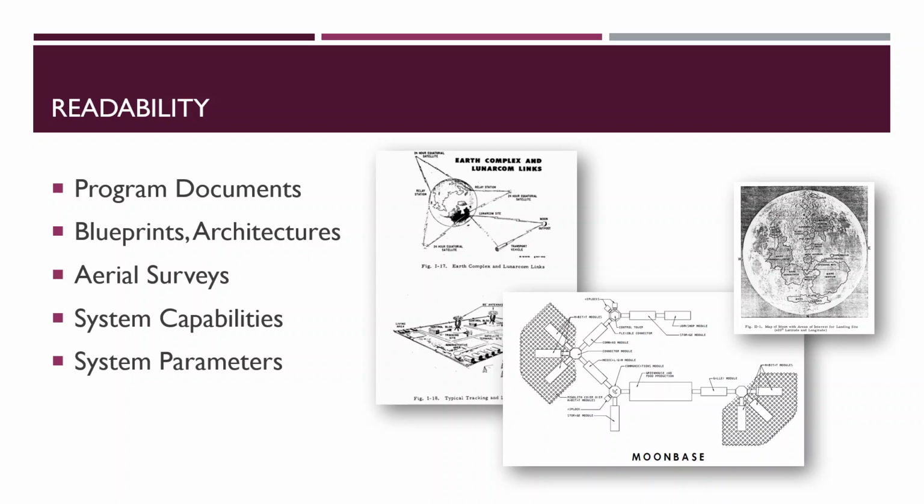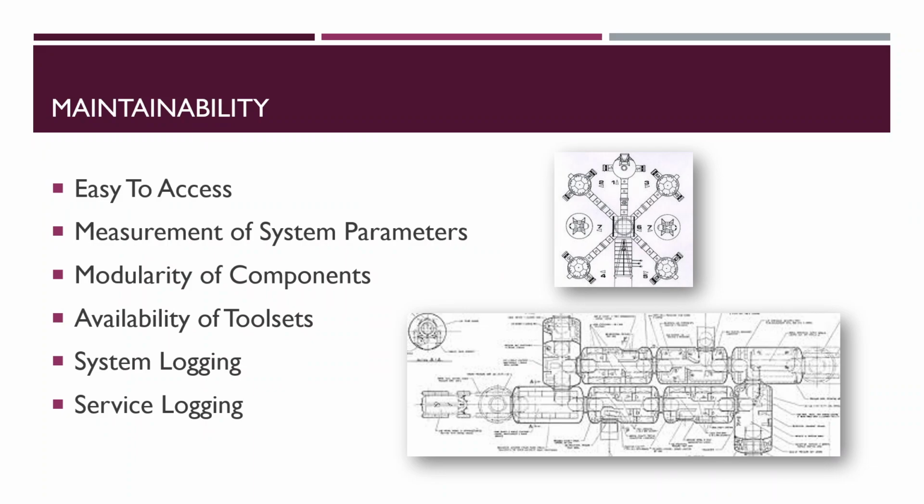Documents, we kind of understand. Blueprints, architectures, yeah, okay. Aerial surveys, yeah, that's more on the exploratory side of it. System capabilities, right? Sounds like a CV1 to me. System parameters. System parameters are very important, especially when we talk about the moon base. That's one thing that we'll talk a little bit more about as we move along.